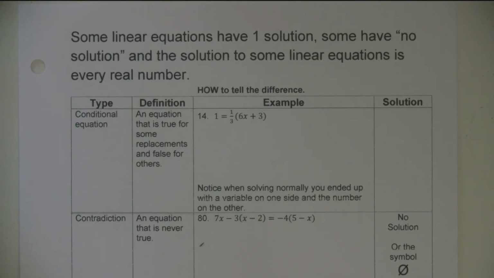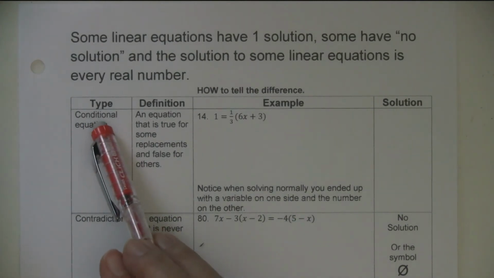So some linear equations have one solution, and we've been solving those. And some have no solution, and we haven't seen one like that. And some have every real number as a solution, and we haven't seen one like that. So this is problem 14 out of your book, and problem 14 out of your book is one that has one solution, and the type is a conditional.